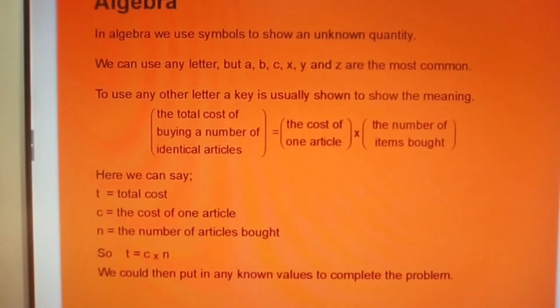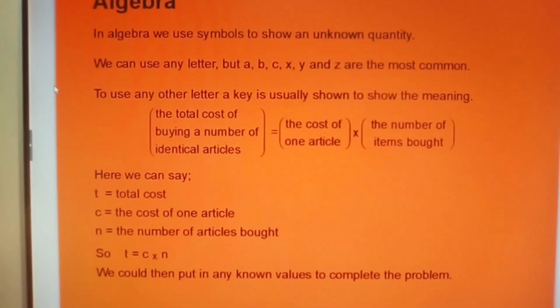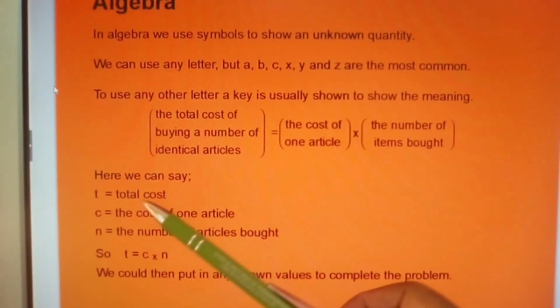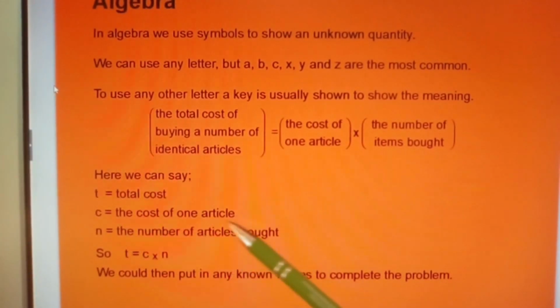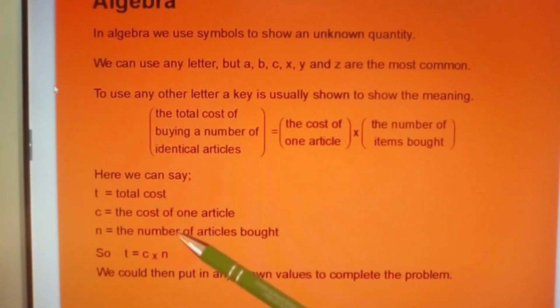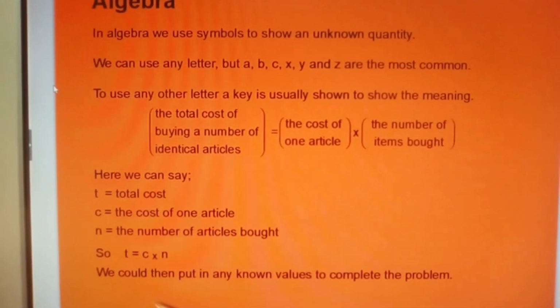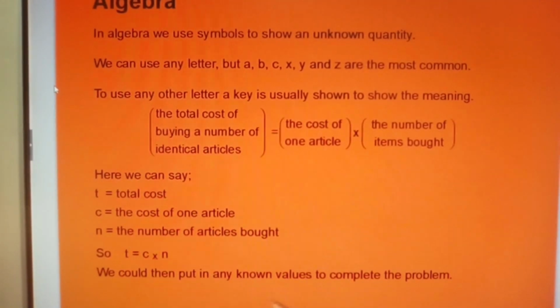So here we can say T equals total cost, C the cost of one article, N the number of articles bought. So T equals C times N. We could then put in any known values to complete the problem.